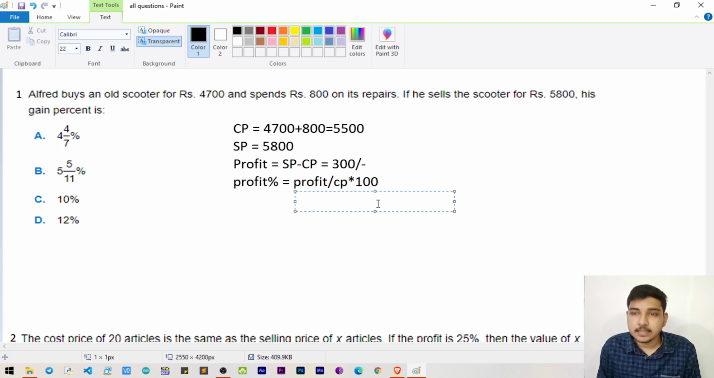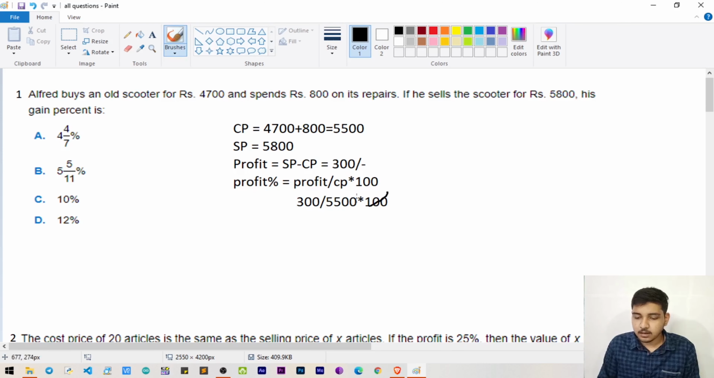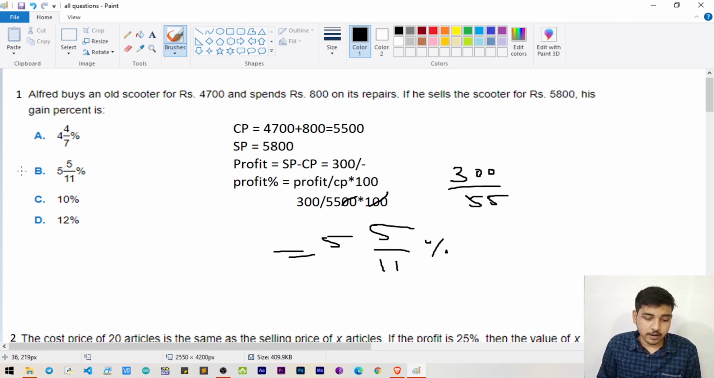So profit is 300, right? 300 by 5500 into 100. So this 100 and these two zeros will cancel and you will get 300 by 55, which gives you 5 by 11 percentage as profit percentage. 5 by 11 is the correct answer.